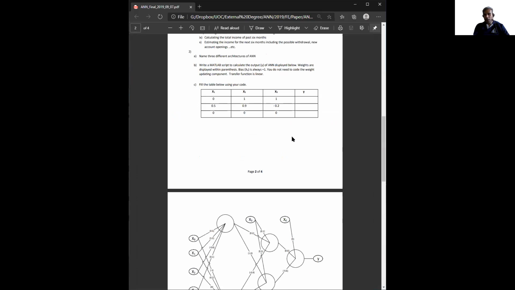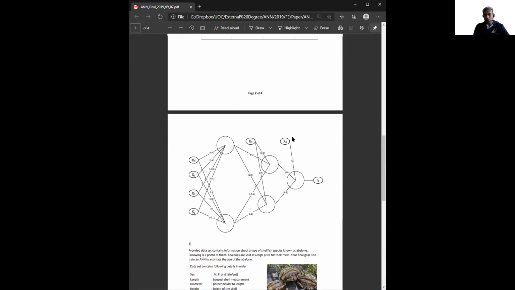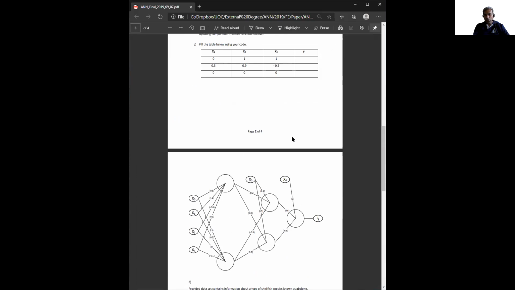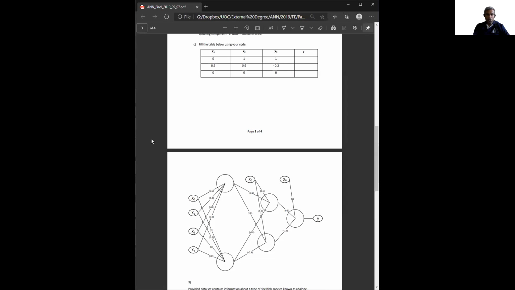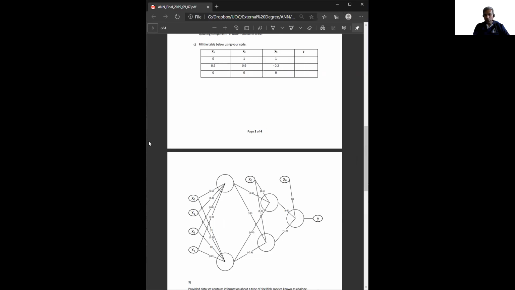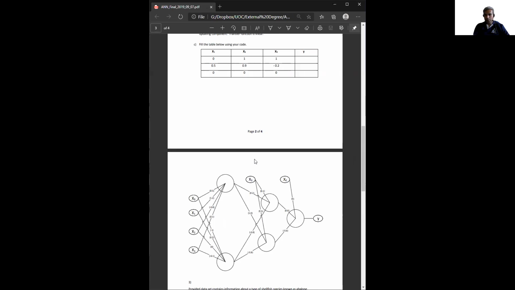I'm not sure if you can view the full image from this one. So if you're having problems reading the document, you can download it from the LMS. In the LMS, you have this PDF. Yes, I have to zoom it because the problem breaks across 2 pages. So try to calculate the output.